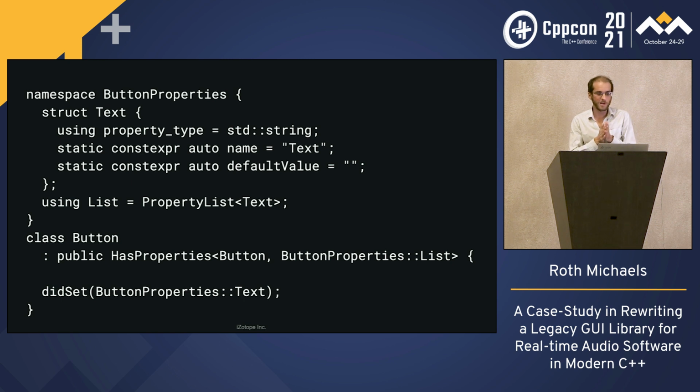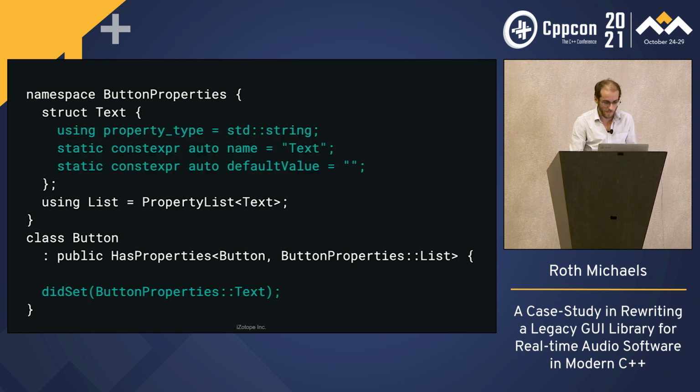Here's kind of a very basic example of a simple property where we are going to want to encode all the information for a property in a struct. So we have this button properties namespace, and we are going to have a text struct that's going to represent the text of our button. It has a property type, which is std::string. It has a name, which is text, and it has a default value. And that's basically how you define a property: you've got to provide those three things, a type, name, and default value. You see, we have all of our information mostly in one place.